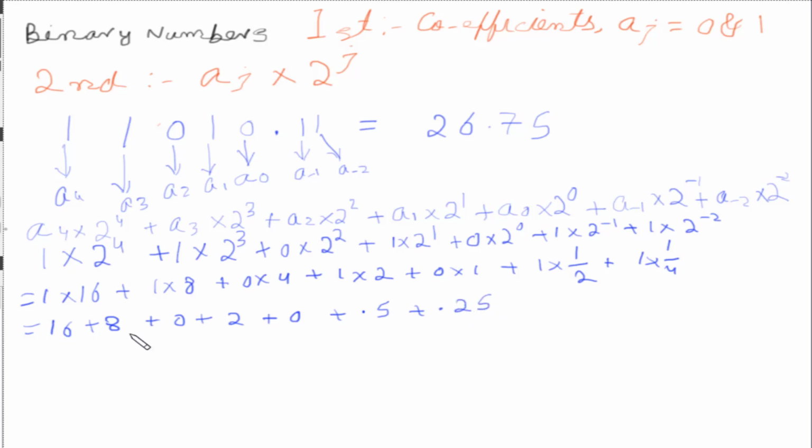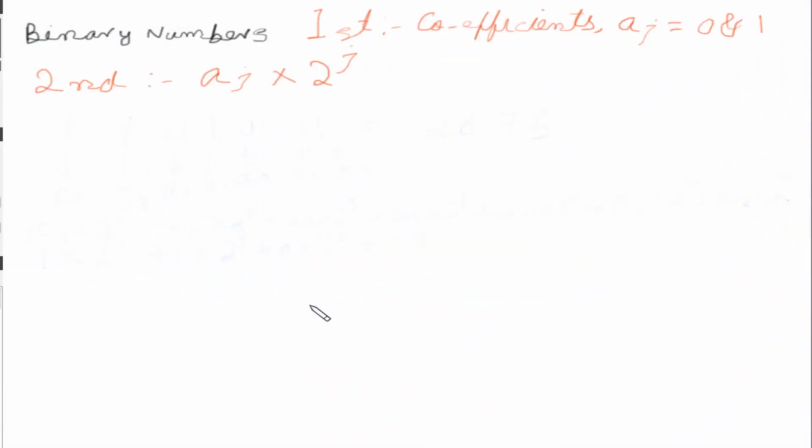So 16 plus 8 will be equal to 24, plus 0, plus 2, 26, so the integral part is 26, and the fractional part gets us 0.75. So you can see this is equal to this thing. With this example done, let me recall what I did earlier in the decimal number system.